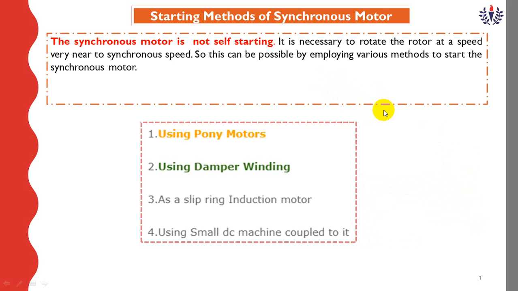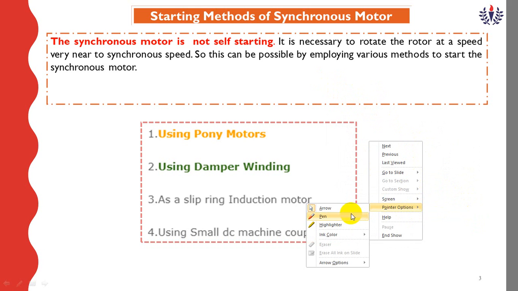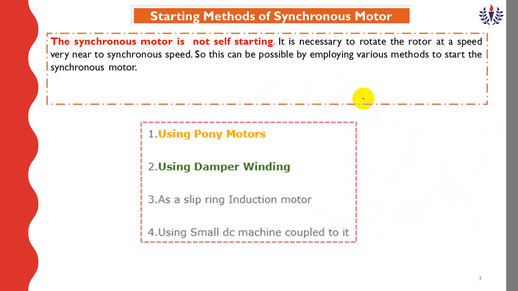Generally the synchronous motor is a constant speed machine, running at synchronous speed, ns. So we know that ns is equal to 120 fs by p.